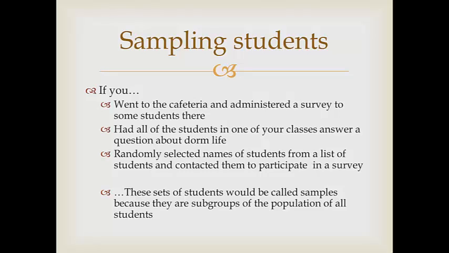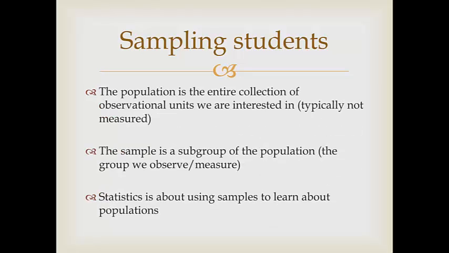If you went to the cafeteria and administered a survey to some students there, or if you had all the students in one of your classes answer a question about dorm life, or if you randomly selected names of students from a list of students at your school and then contacted them to participate in the survey, any of these ways of gathering sets of students would yield sets of students that are called samples, because those sets of students are subgroups of the population of all students at your school.